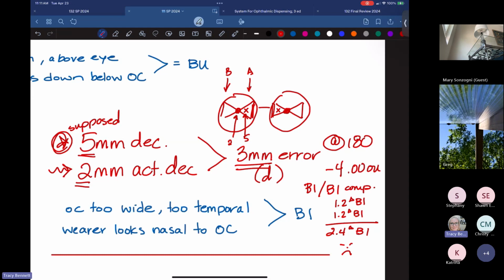Ooh, that one's a left one. Left hook out of where? How much does ANSI allow us to be off in PD? Binocular PD.